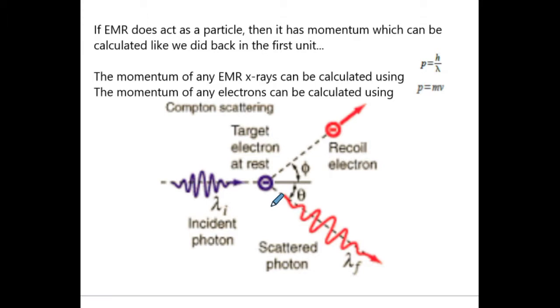If EMR acts truly as we believe, as a particle, then it should have momentum, and we can calculate its momentum just like we did back in the first unit. Any electron's momentum can be calculated using the formula p equals mv, because we know the mass of an electron now. It took until 1909 when the Millikan oil drop experiment helped prove charge, because once charge was discovered, they could then calculate mass. So momentum of electrons can be calculated this way, but using the theory they had come up with earlier in the 20th century, they also had a way to calculate the momentum of an X-ray, believing that even though it's behaving as a wave, it technically is also a particle.